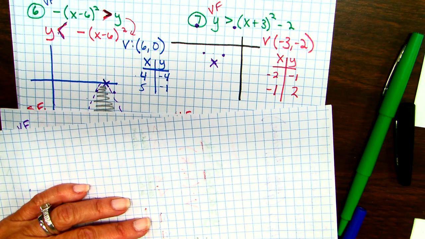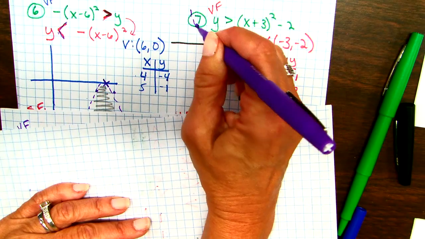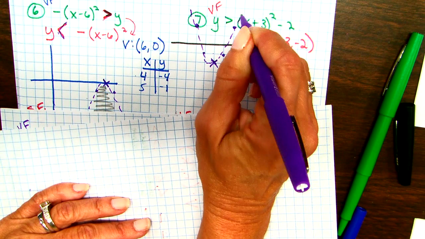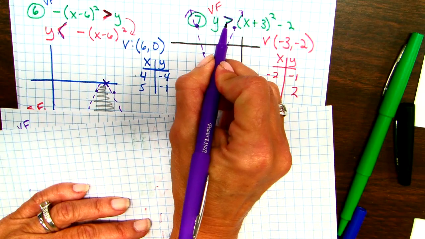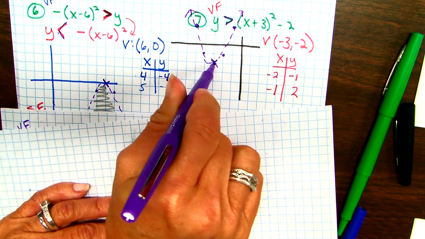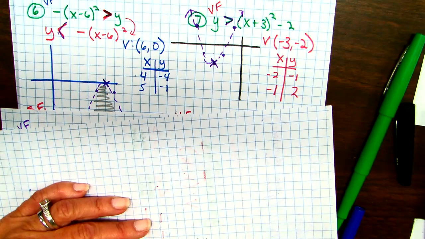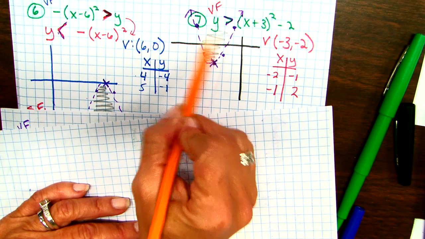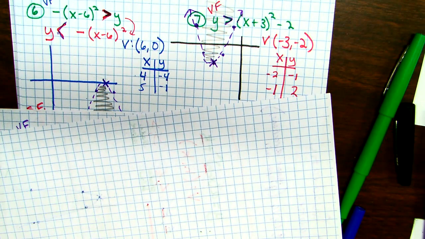Dotted or solid? Dotted. And greater than is above your vertex. Above the vertex or below. That's a nice way of explaining that.